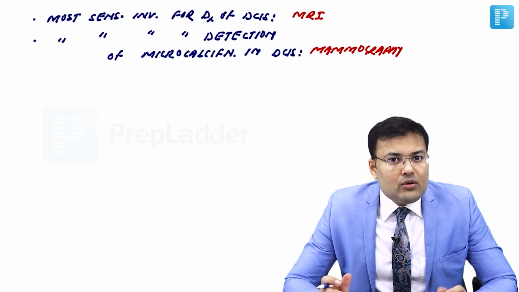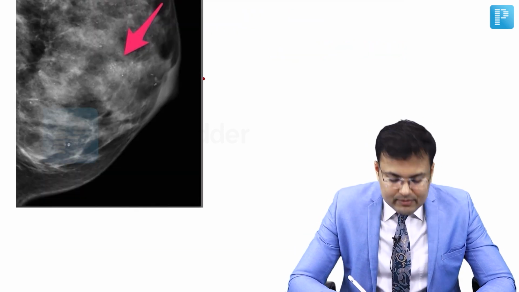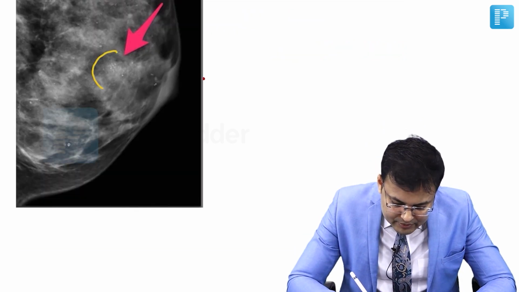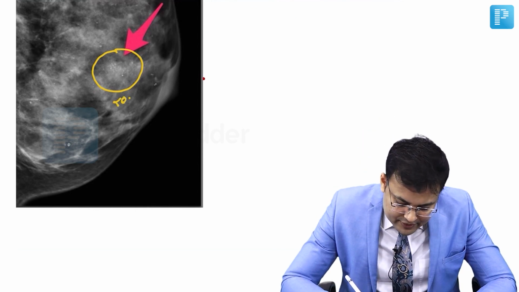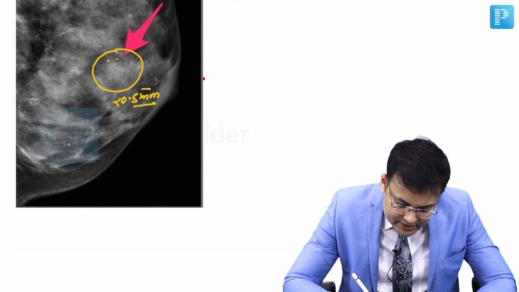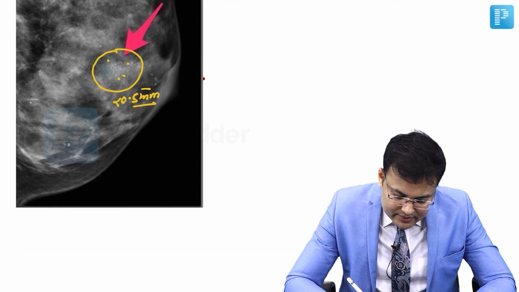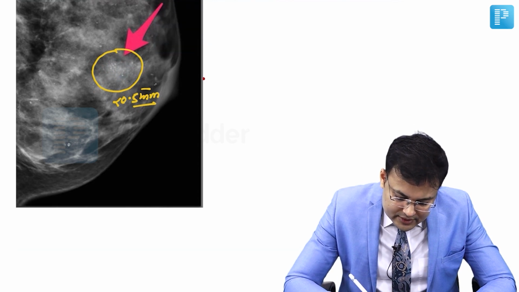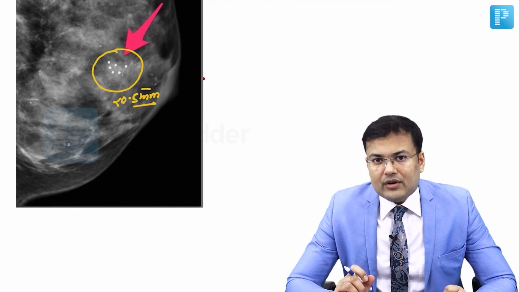Now see how this microcalcification looks on mammography. In this mammography, can you see these deposits? Clear? And the diameter is less than 0.5 mm. Can you see these? So these are microcalcification here. Clear? So you can notice. So these are what? Microcalcification. And generally the diameter of these microcalcification is less than 0.5 mm.